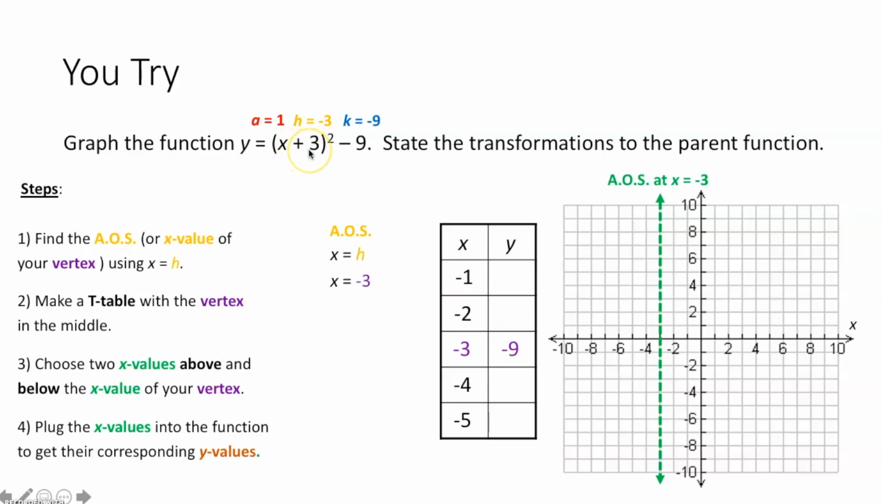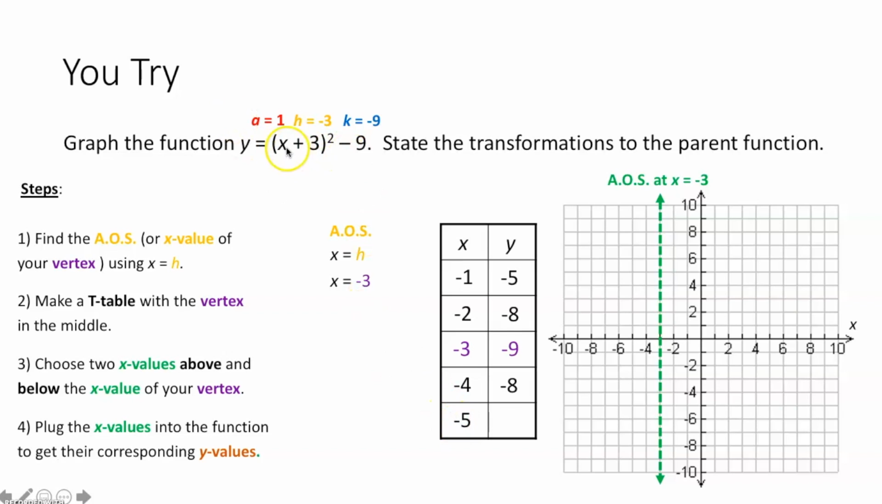-1 plus 3 is going to be 2. 2 squared is 4, and then 4 minus 9 is -5. Plug in -2. -2 plus 3 is 1. 1 squared is 1. Minus 9 is -8. Plug in -4. -4 plus 3 is -1. -1 squared is +1. Minus 9 is -8.